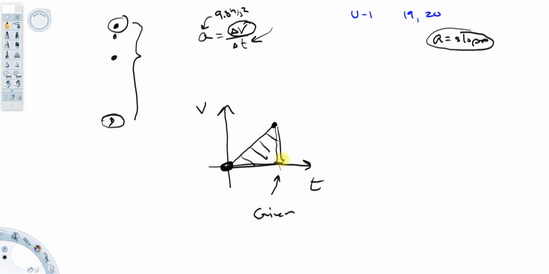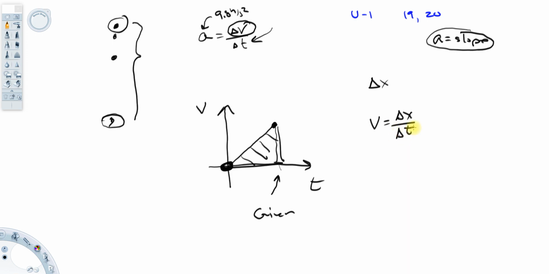One half base times height is going to give you the distance that that rock traveled, or we call that the displacement. So we sometimes call that a change in position, or maybe a delta x. And velocity as a vector is equal to delta x over delta t. I know there's lots of different formulas here.